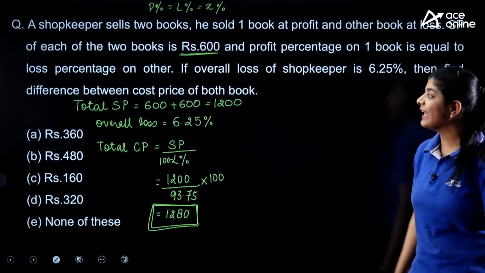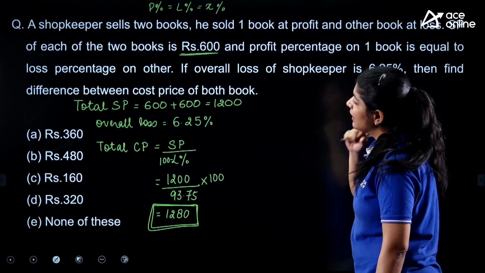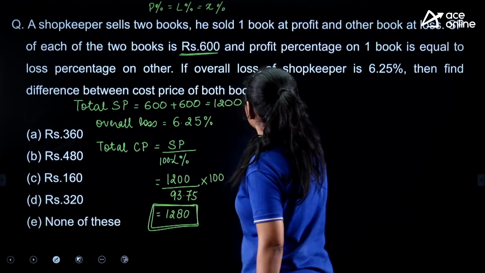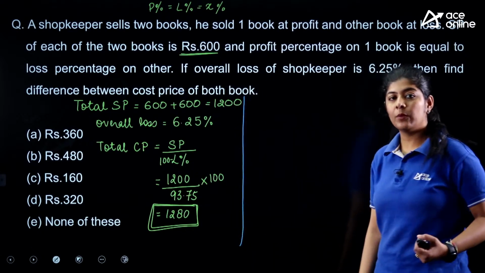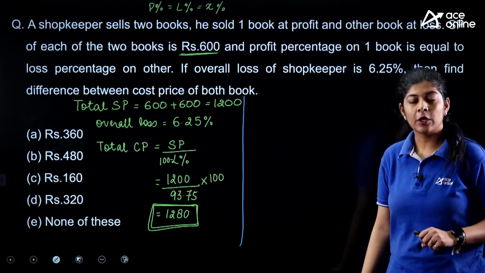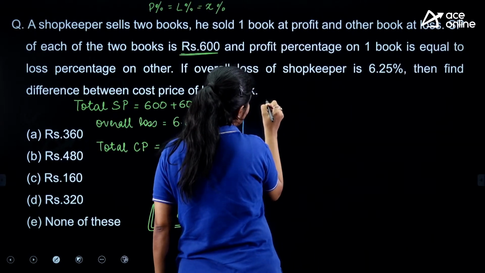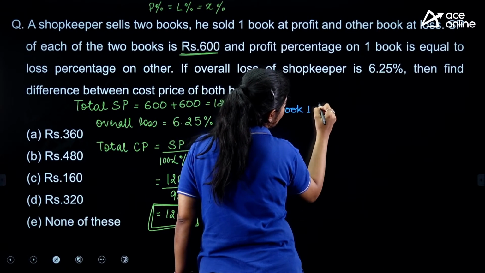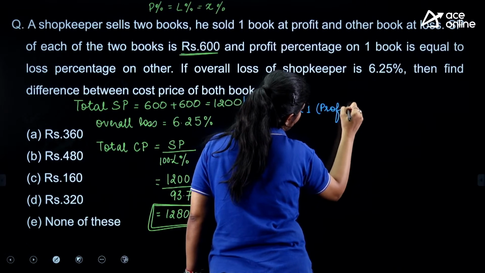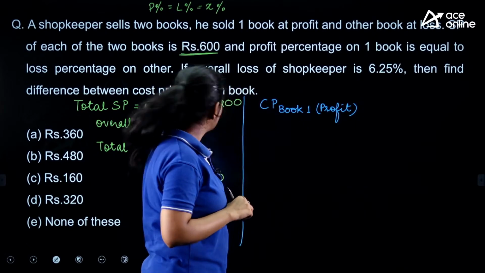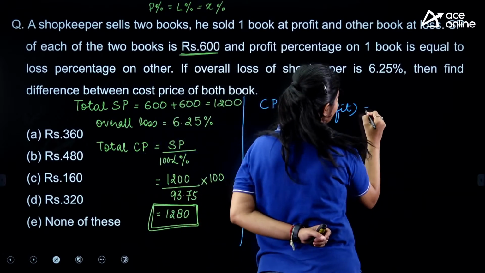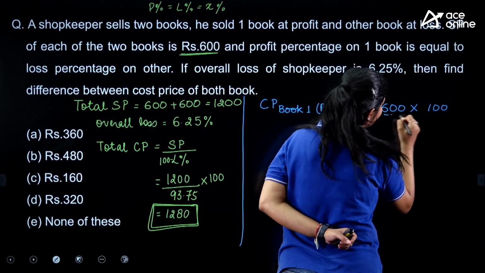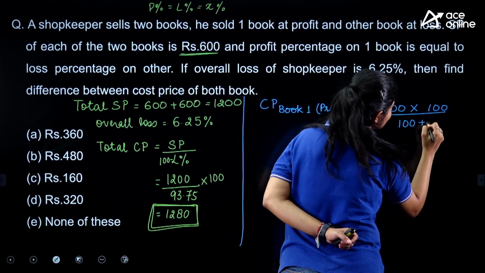Now what we have to do, we have to calculate the cost price difference in between the books, okay? So from this one we can say that we sold one book in profit and one book in loss. So if we want to find out the cost price for book 1, which we sold in a profit, so from this one we can say that if this is a cost price, right, multiplied by 100 divided by 100 plus x.